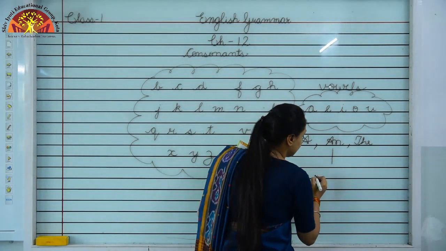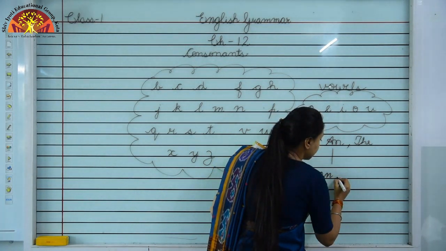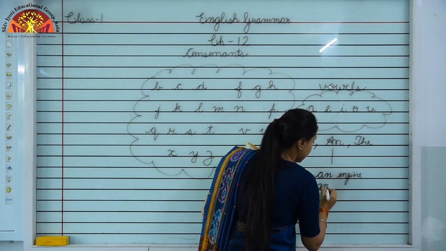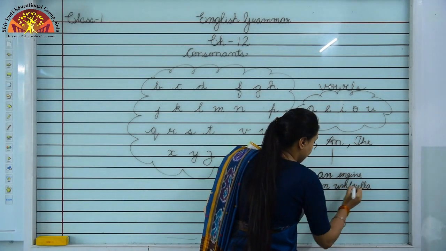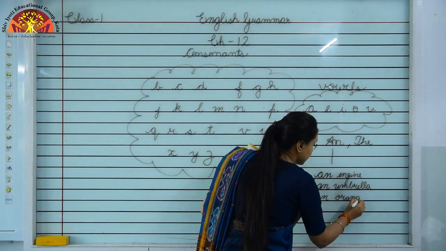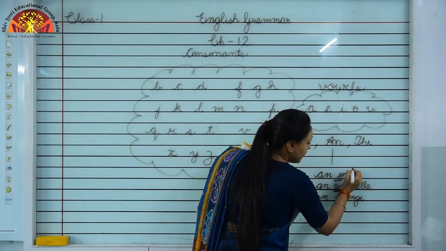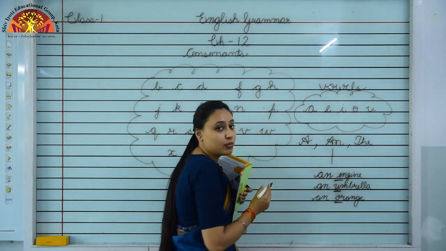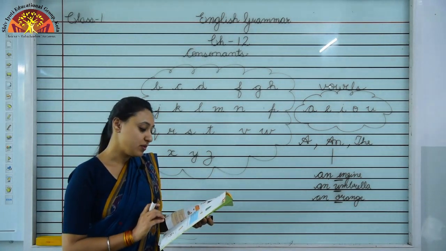Okay, so we use an before a vowel sound. Let us see examples of vowel sound. An engine, an umbrella, an orange. So children, all these words begin with vowel letters. Okay, all these words begin with a vowel sound. So we use an before vowel sound words.